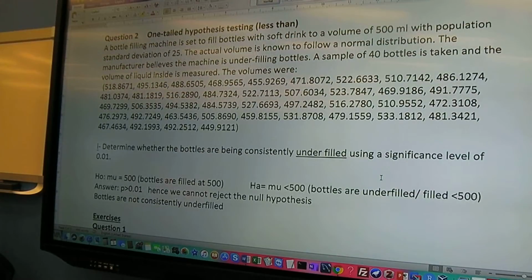But the question is asking me one other thing. Determine whether the bottles are being consistently underfilled using a significance level of 0.01. So here there are two things that are different than the question before. First, we are looking for less than. We are not looking for equal. The second thing, I am asking for a significance level of 0.01.